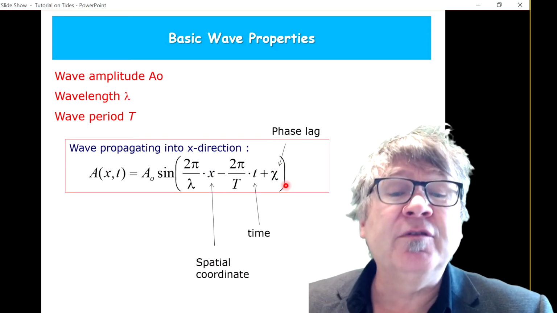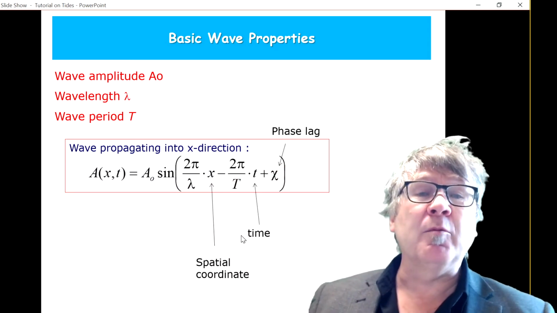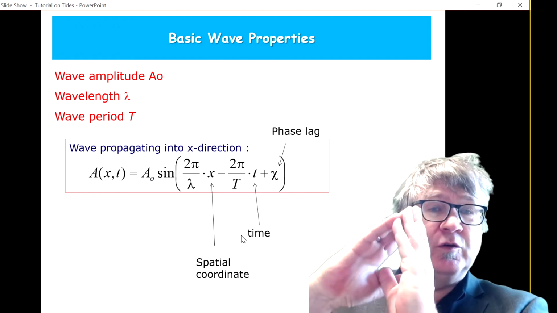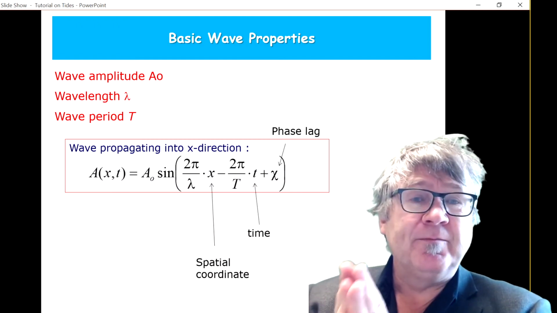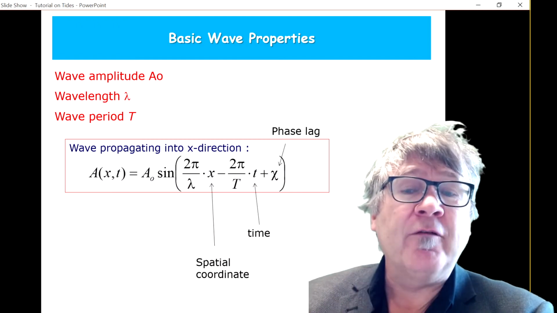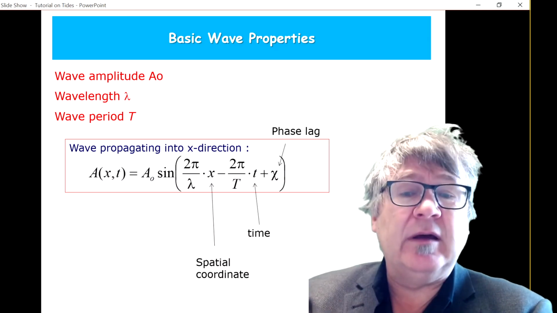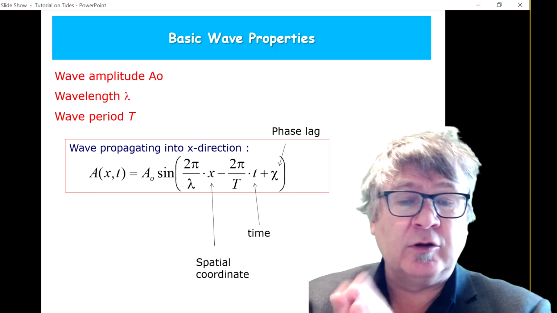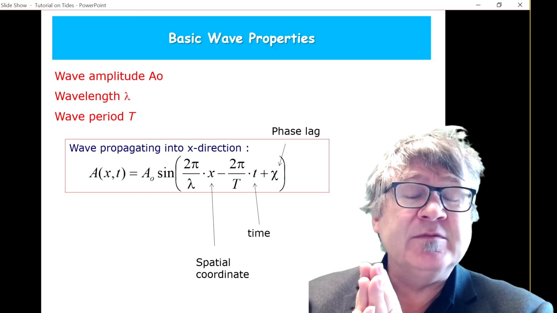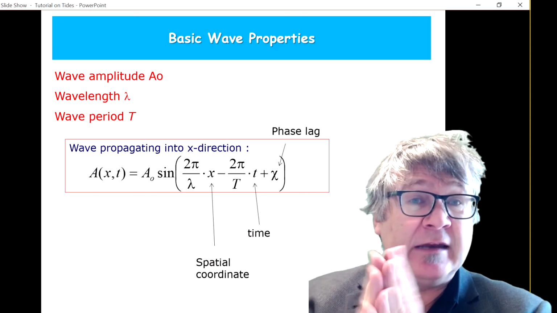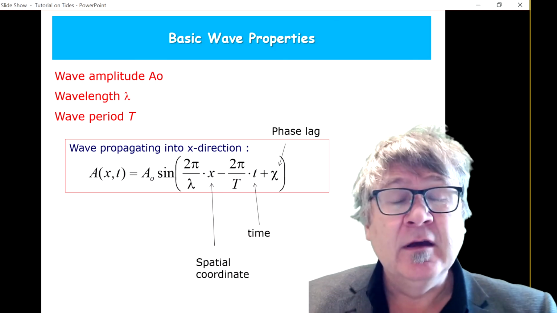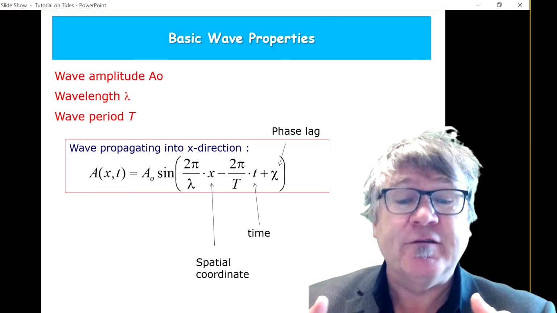Phase lag is useful if you have more than one wave. This one refers to the initial state of the wave. At time 0, what amplitude, what signal do you have at time 0? And then if you compare more than one wave, they might have a phase shift between the waves.